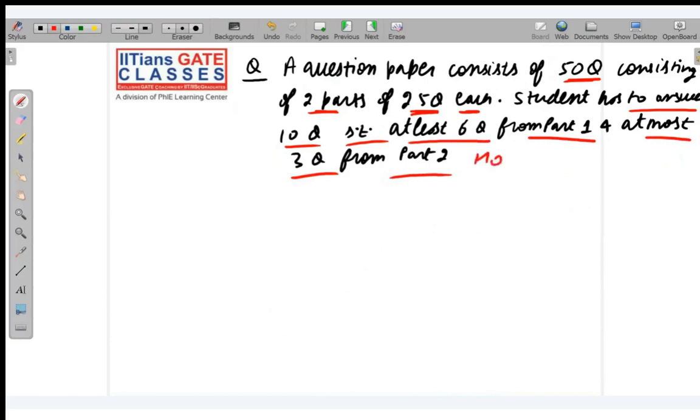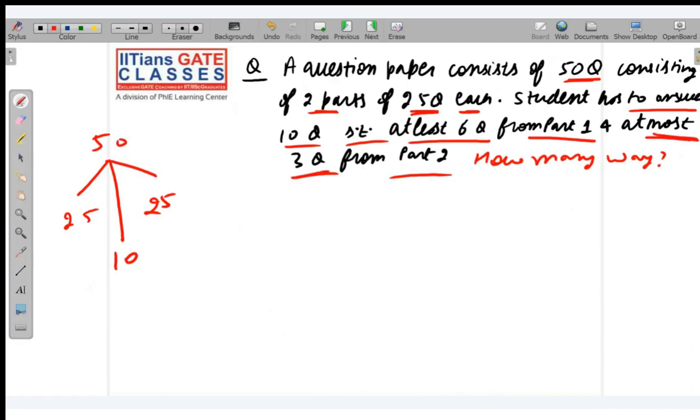Let me write it. How many ways? Same type of question. So I will draw the figure first. 50 questions, part 1, part 2, 25, 25 each. Now the student has to answer 10 questions. From part 1, he has to answer at least 6 questions and at most 3 from part 2. So again, 2 constraints, so apply 1 constraint, then we will solve it.